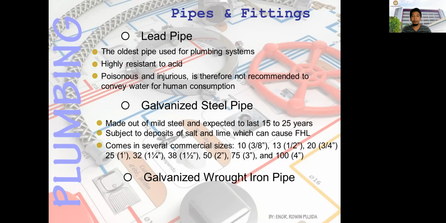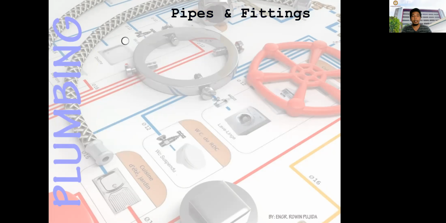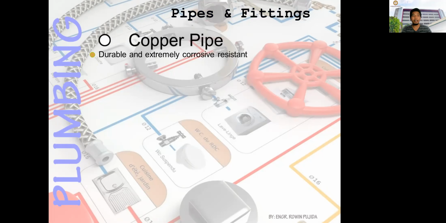Okay, then also you have here the galvanized wrought iron pipe, better than the steel pipe for plumbing installation and more resistant to acid waste. Next, we have the copper pipes, durable and extremely corrosion resistant, and then easy to install, smooth interior surface.